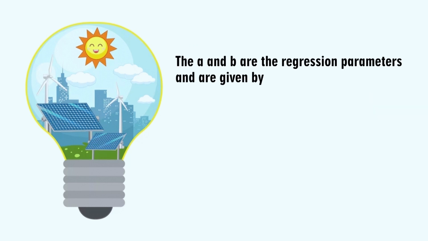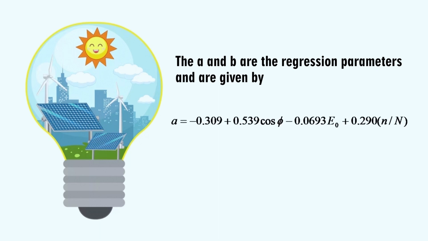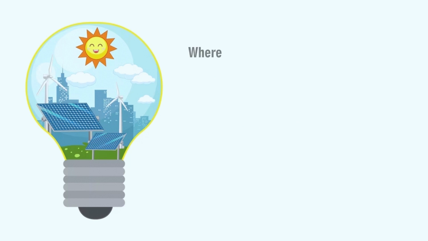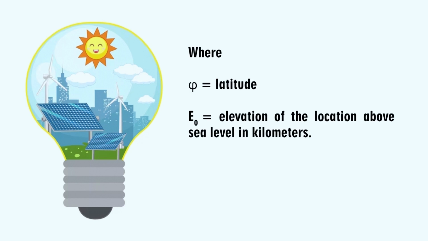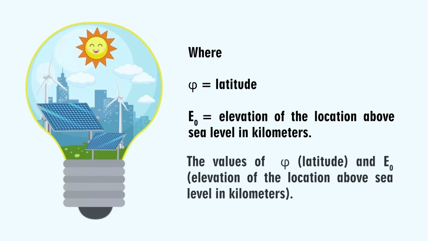And A and B are the regression parameters and are given by the following expression. Here you can see this expression, where phi is the latitude and E naught is the elevation of the location above sea level in kilometers. The value of latitude and elevation of the location above sea level is in kilometers. So you just have to see this formula, how you will calculate the values of small a and small b.